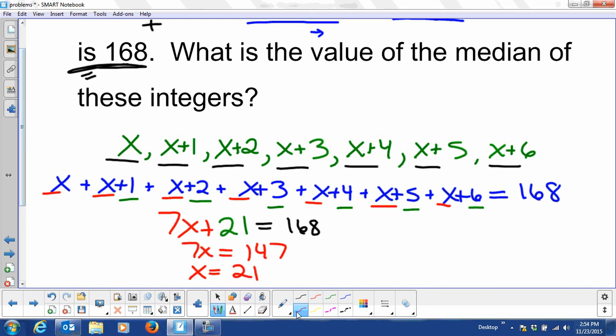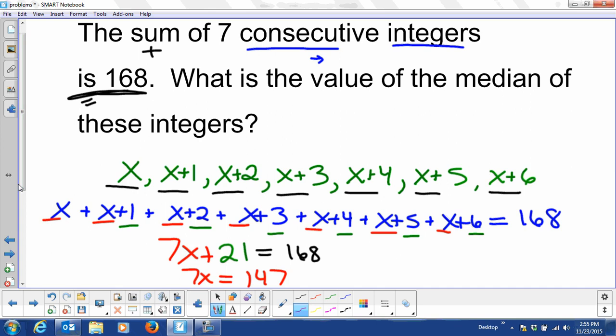So what does that tell me? That tells me that if I go back to my sequence right here, x is 21, which means the next number is 22, 23, 24, 25, 26, and 27. So starting with number 21 all the way up to 27, if I add all those together, the sum of those 7 consecutive integers is 168. So we figured out what the 7 consecutive integers are.